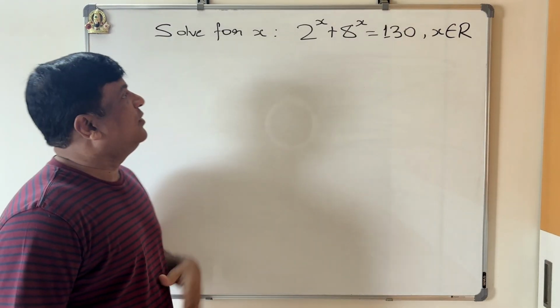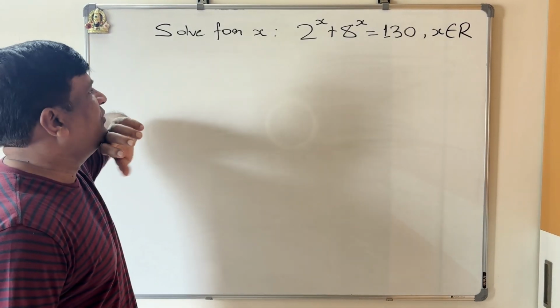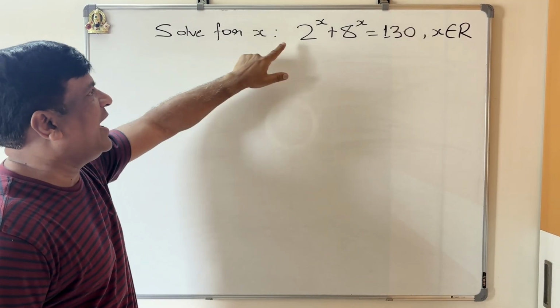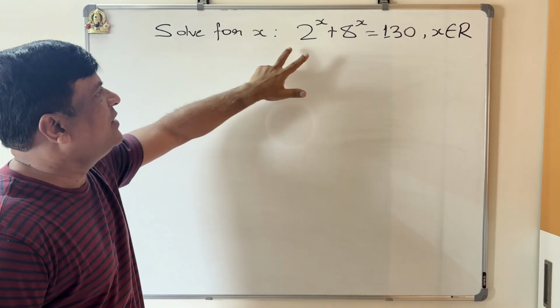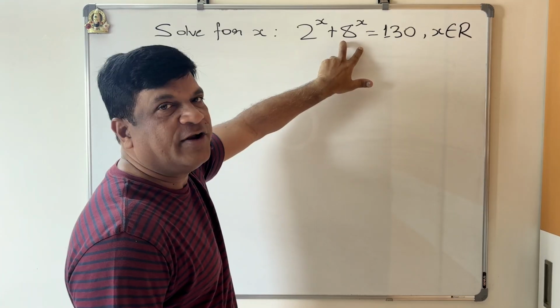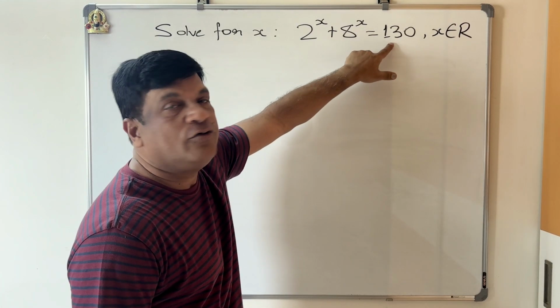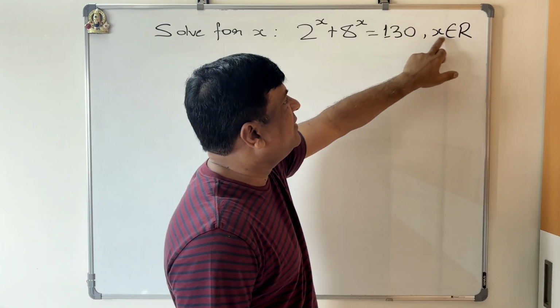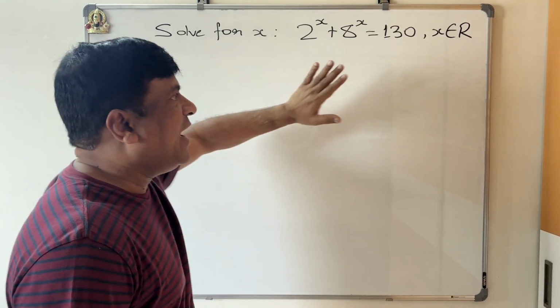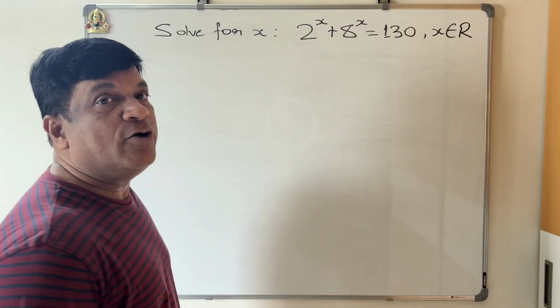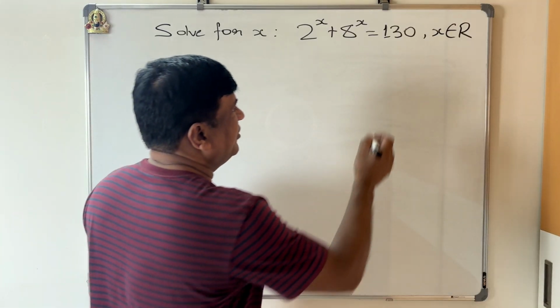Hi guys. So let's look at this particular problem over here. What are they saying? Solve for x. You need to find the value of x in this particular algebraic equation. They have given 2 to the power x plus 8 to the power x is equal to 130, and x is an element of real numbers. So x has to be a real number. It cannot be a complex number or an imaginary number.